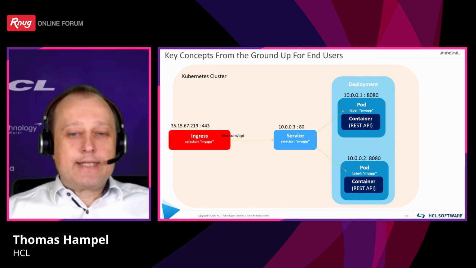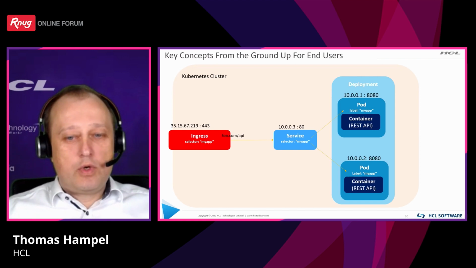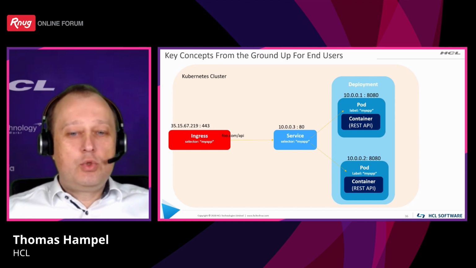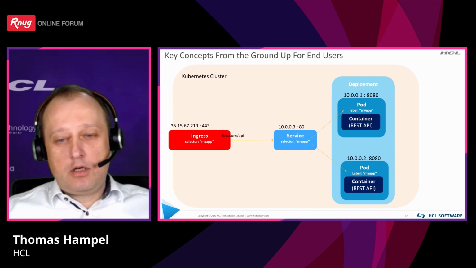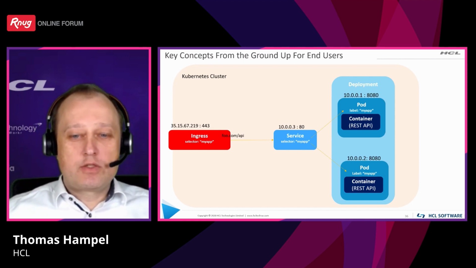In order to be accessible from the outside, you have a public IP address and a public port that is routed through an ingress controller, where you define which URL, which address, will be routed to which service.